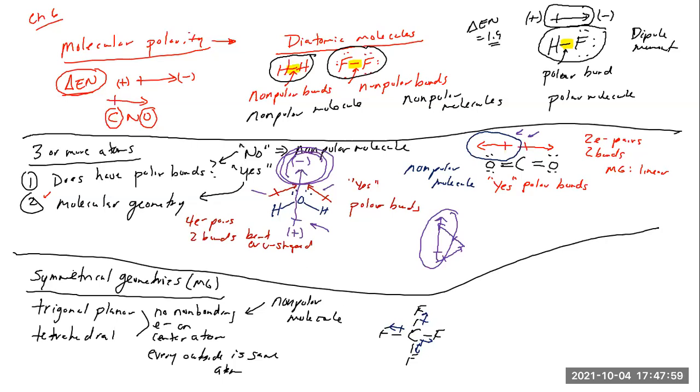So I do not see any dots here. Everybody on the outside is the same. They will cancel each other out, and this will be a non-polar molecule. Now, what happens if I take one of those fluorines and replace it with a hydrogen?